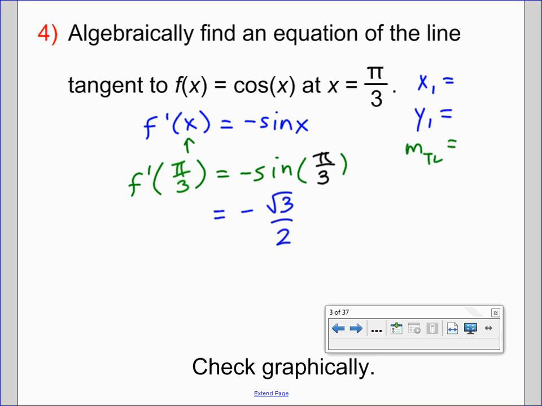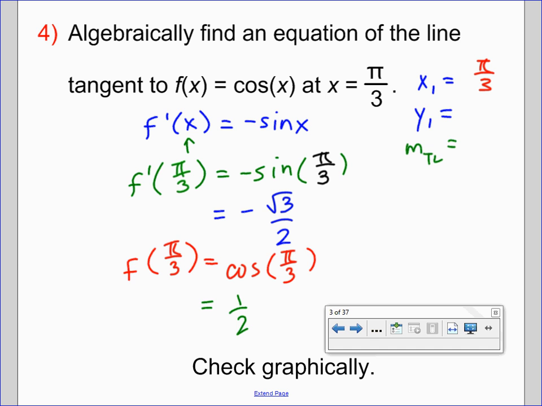Great. Now all we need to do is generate our equation of the line tangent to the curve. So we've got our x coordinate of the point of tangency for free. We've got our y coordinate of the point of tangency. Well, not yet. We still need to get our f of pi over 3 in order to generate the y coordinate of the point of tangency. That would be given by cosine of pi over 3. And that equals, the cosine of pi over 3 is 1/2, so I'm getting 1/2.